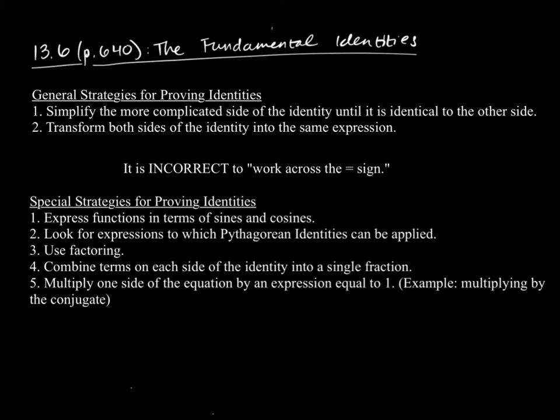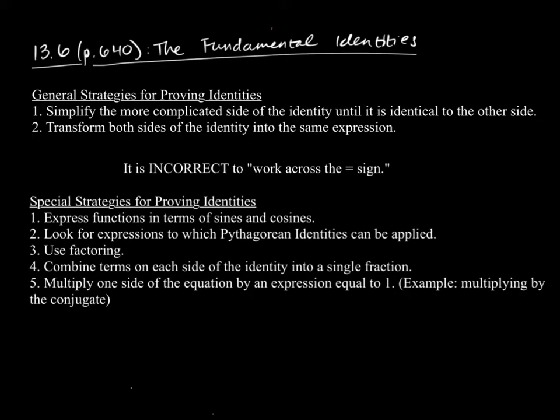There are two. One is to simplify the more complicated side until it is identical to the other side. Okay, that goes anytime you're proving identities. So if you have two sides, which you will always have two sides when you're proving, okay, you'll have a right side and a left side, you will always pick the more complicated side to start with.